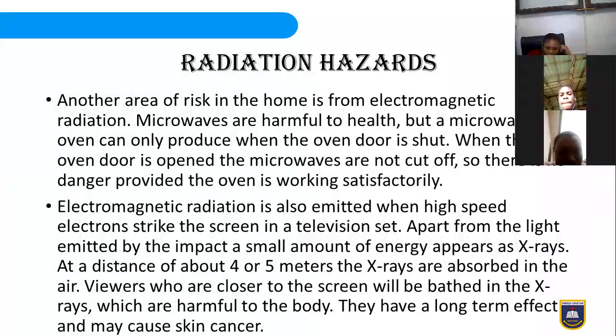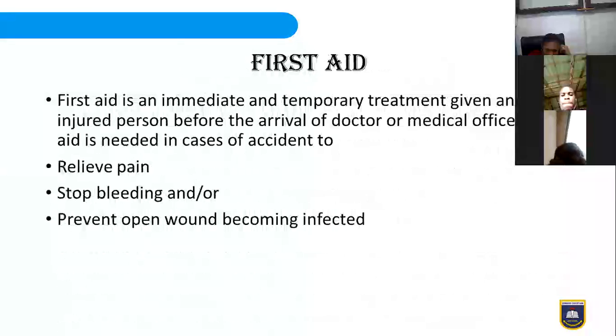So viewers who are closer to the screen, like TV, when you are watching TV, you don't have to be so close to the television set. At least you should be 4 or 5 meters away so that you don't absorb so much of the X-rays, which will be harmful to your body, and this can cause skin cancer for a prolonged period.